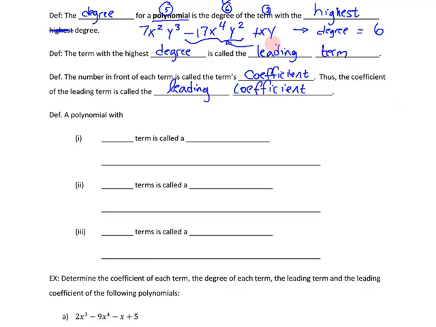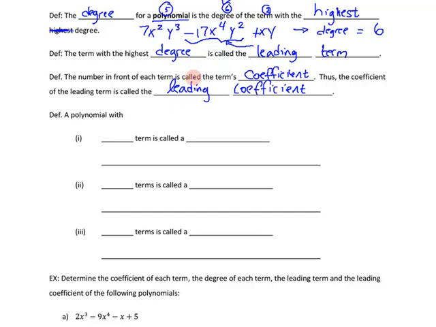Okay? So above, the coefficients would be 7, negative 17, and 1. And the leading coefficient would be negative 17. Okay? So those are some of the terminology words, the words that we use to describe different aspects of a polynomial. Now we also give names to different types of polynomials.